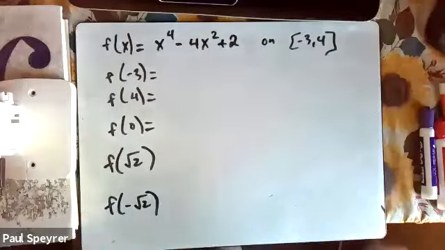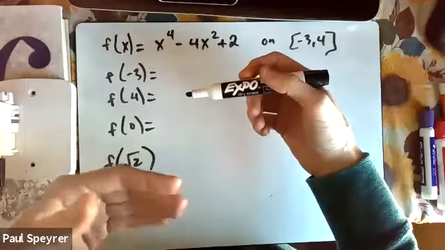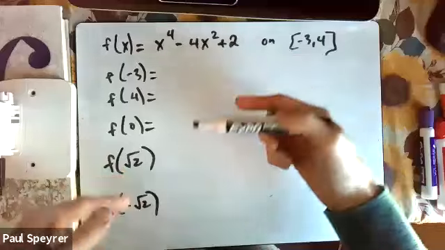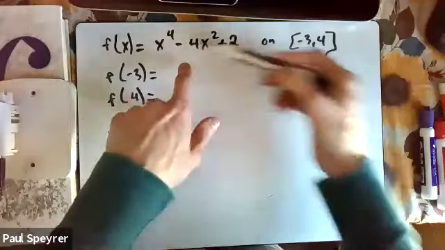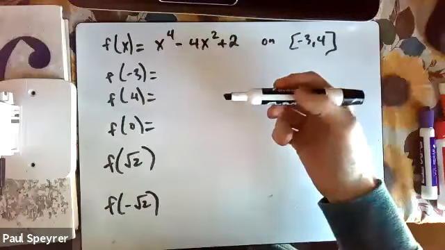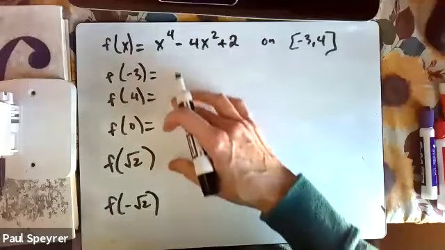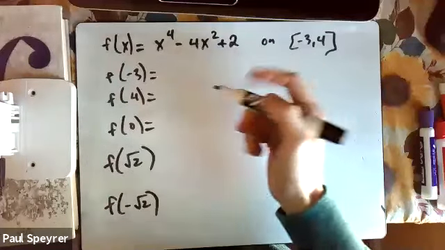So remember, whenever you plug in these values, when you're trying to find the absolute max and min, you always plug them back into the original function. Don't plug them back into the derivative, okay? Everything goes back into the original function.